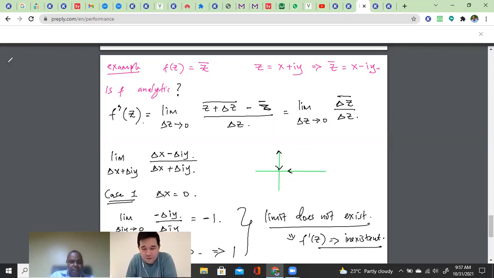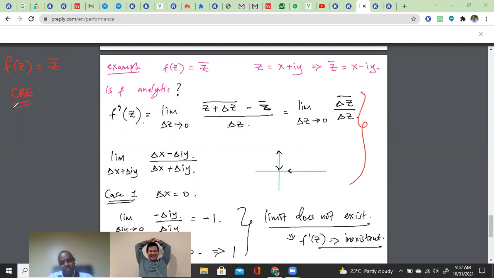Okay. So f of z equals z bar. We want to find out, is it analytic? We already used the first principles way of getting the derivative, and we found our answer. We found it's not analytic. So let's use the other way, the Cauchy-Riemann conditions. Is it going to satisfy? Yes, that's what I asked.